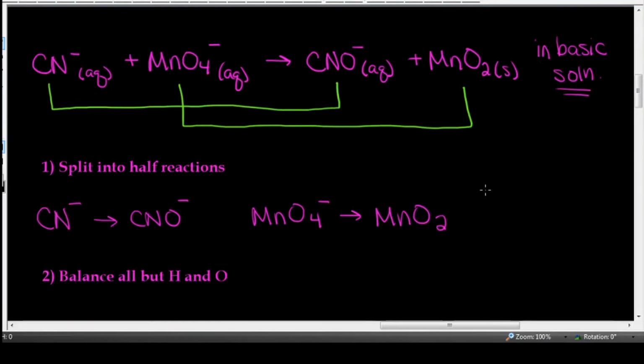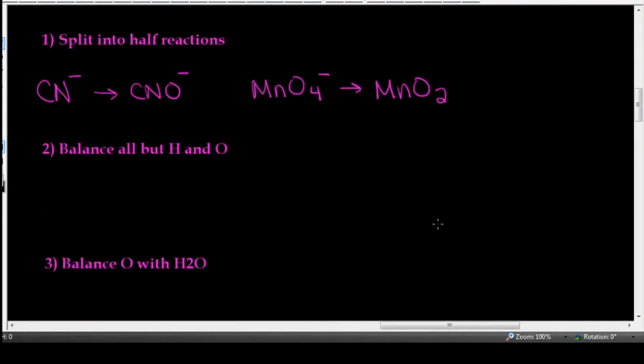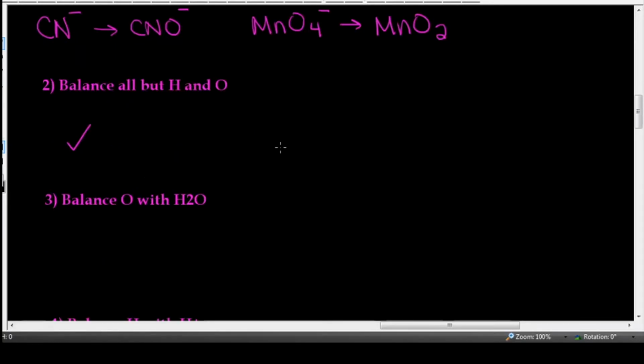All right, step number 2, balance everything but hydrogen and oxygen. So on my left-hand side here, carbon and nitrogen are both balanced. Manganese and manganese are already balanced. I'm not even going to bother rewriting those. Those are already balanced on both sides. But now I need to take each of those half reactions and balance my oxygens by adding water. So now I will rewrite these. My CN minus, I need some water. I need 1 water on this side to get my 1 oxygen balanced with my CNO minus on the right.